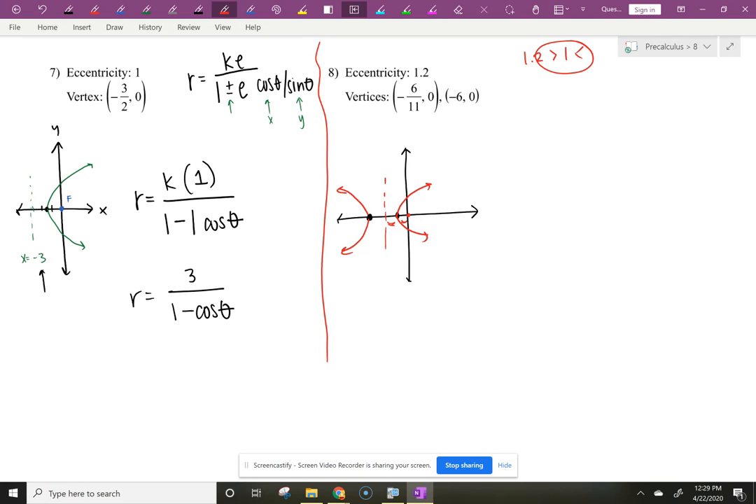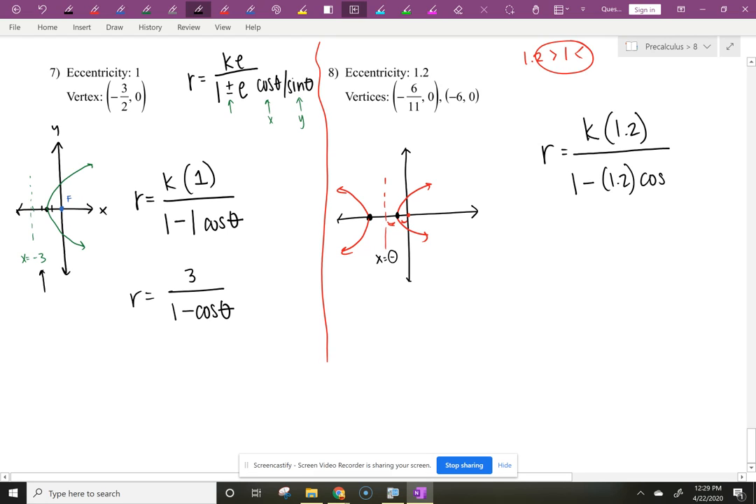Our equation, though, still stays the same. So it's r equals k, then the eccentricity, which is 1.2, over 1. Now, the directrix is going to be x equals a negative number. So I know it's minus, and I know it's cosine. Oops, I forgot my eccentricity. 1.2 cosine of theta. So I know there's my equation, right? That looks pretty good.